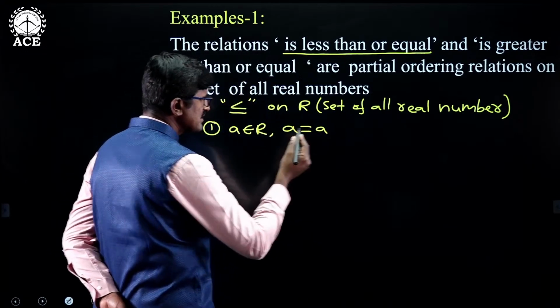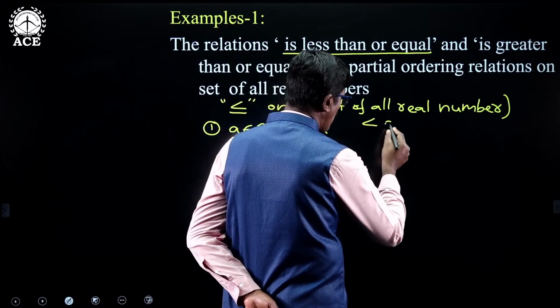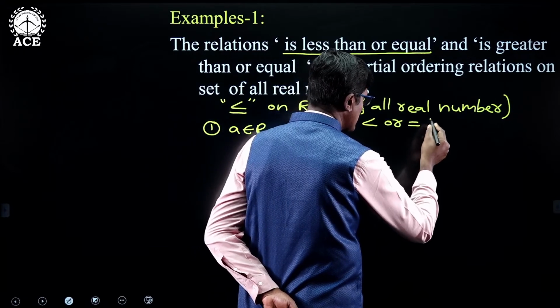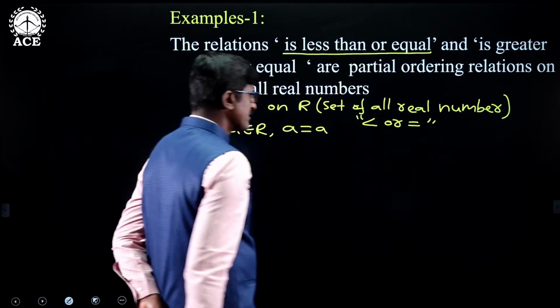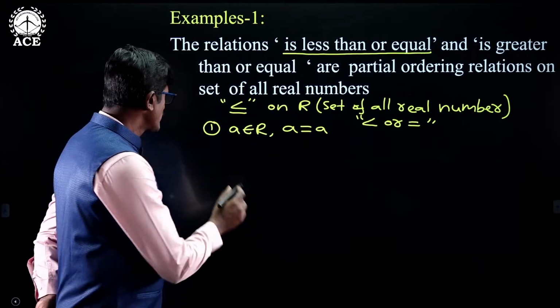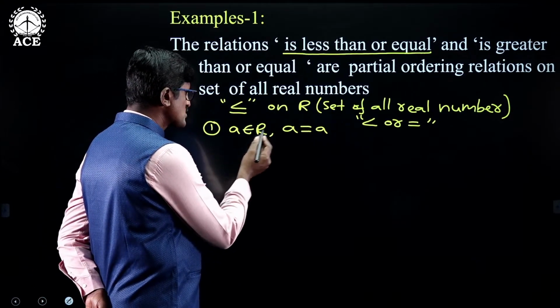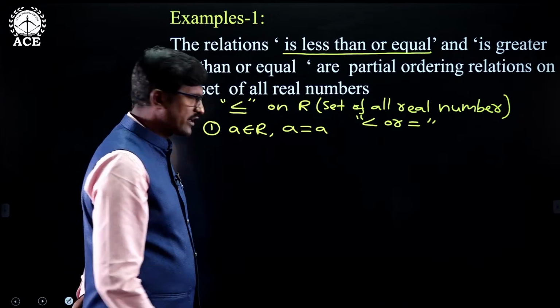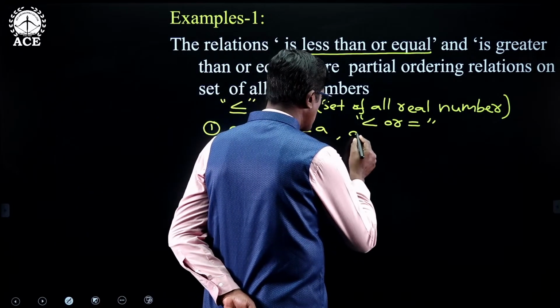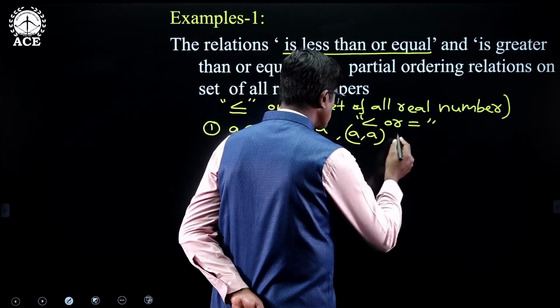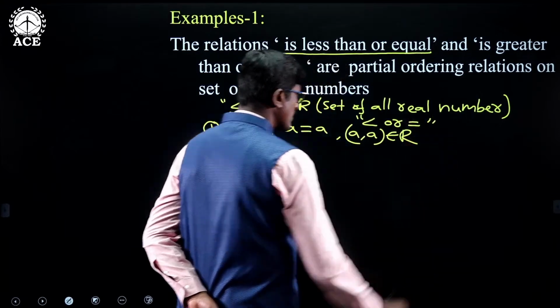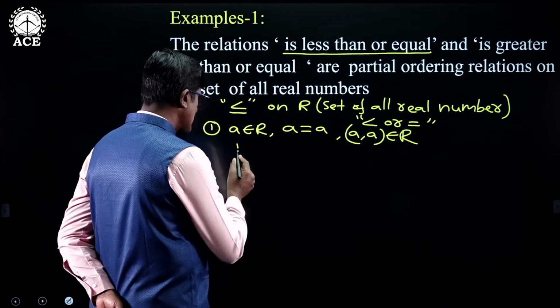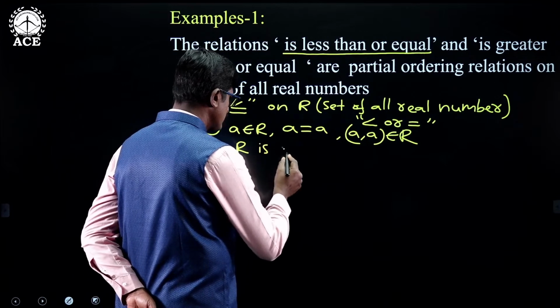Here the relation is less than or equal to. So for any element a belongs to R, we have a is equal to a. That is, (a, a) belongs to R. That means the relation R is reflexive.